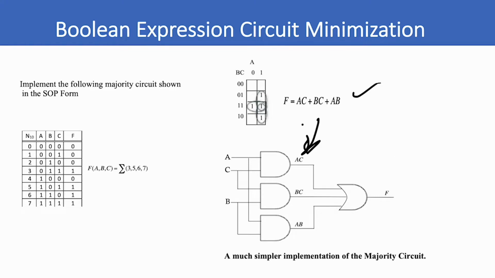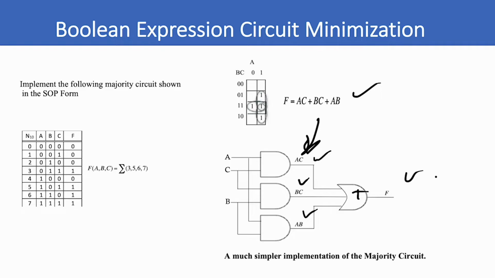Okay, so the first term is AC. This is AC. The second term is BC. So we have C here and B here, so we have BC. The third term is AB. We have A and then B. So that's the third term, and we sum those together, and this is the function we get.